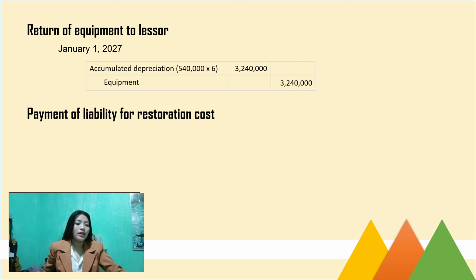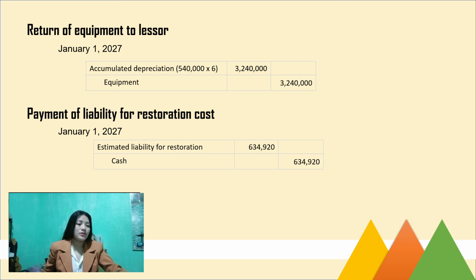Then, payment of liability for restoration cost. So, January 1, 2027, we debit estimated liability for restoration amounting to 634,920. Then, just simply credit the cash since nagbayad nga tayo amounting to 634,920 pesos din, of course.